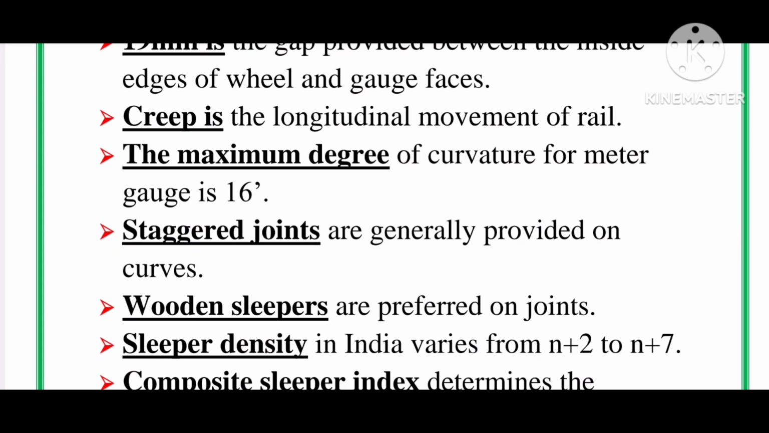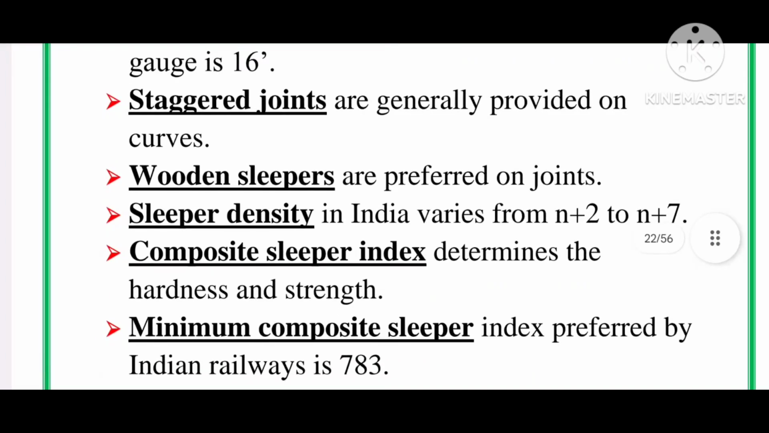Next, staggered joints. Staggered joints are generally provided on curves. Wooden sleepers are preferred on joints.